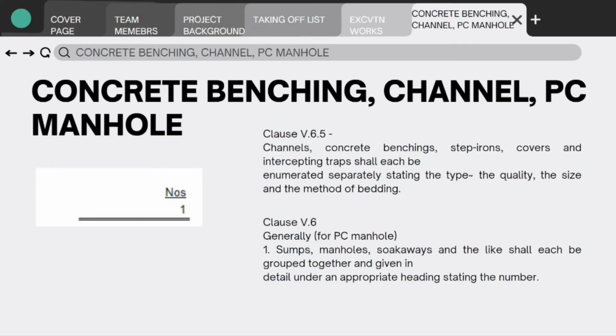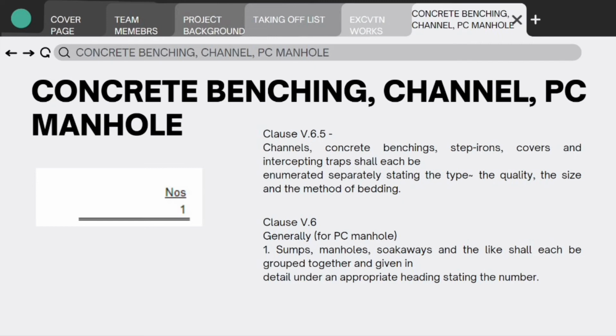Next is concrete benching and channel. Concrete benching and channel shall be given in accordance to clause V.6.5. Channels, concrete benching, step iron, cover, and intercepting traps shall each be enumerated, separately stating the type, the quality, the size, and the method of bedding. For our concrete benching, MH1 and MH5 both have only one concrete benching. For channels, MH1 and MH5 both only have one channel.